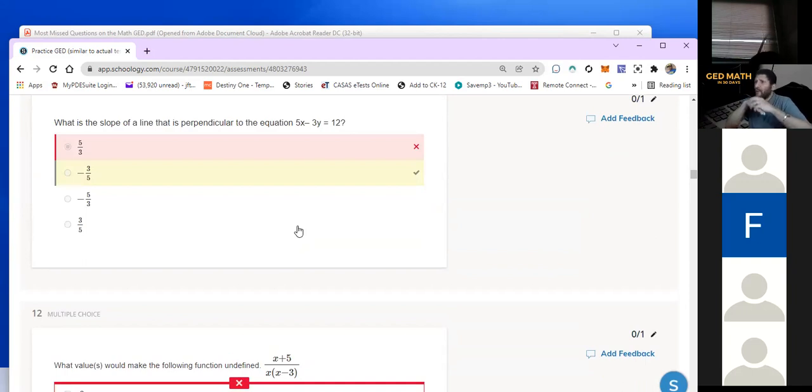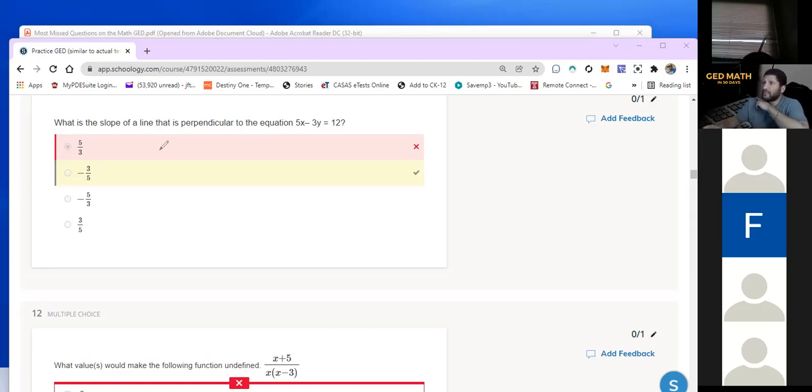What is the slope of the line that is perpendicular to the equation 5x minus 3y equals 12? Okay. What do we know? When you go through these problems, your first step is to identify what you know. What do we know?